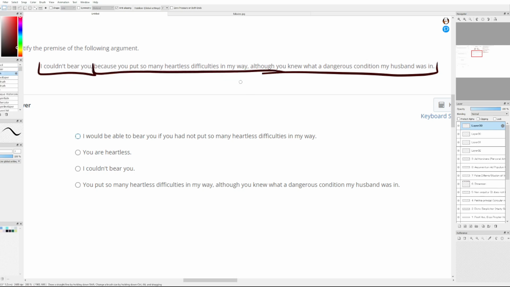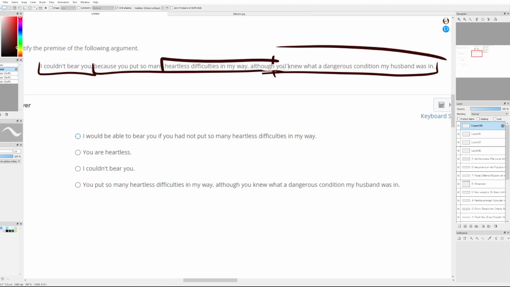"Because you put so many heartless difficulties in my way, although you knew what a dangerous condition my husband was in." I feel as though the premise could be "you knew what a dangerous condition my husband was in." However, that's not a single one. I think that "you put so many heartless difficulties in my way, although you knew what a dangerous condition my husband was in" would be the premise. I think it would be this one.